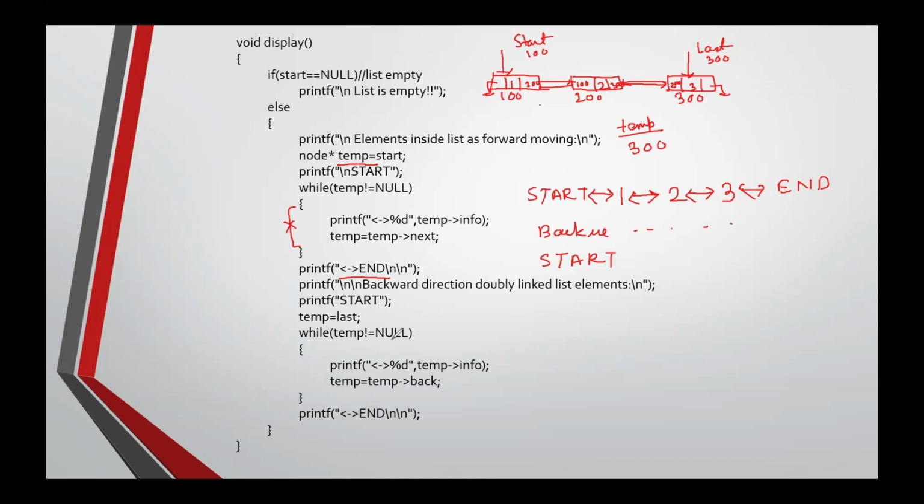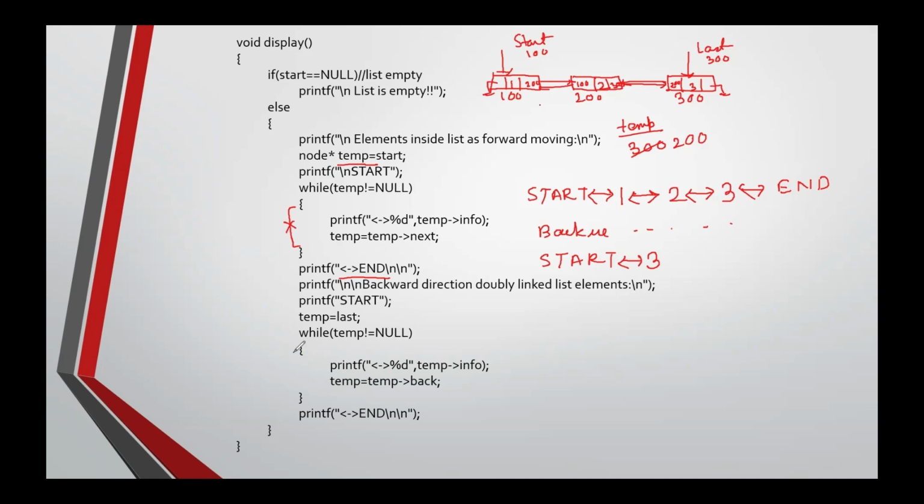So 300 is not equal to null. Yes, it is true. If it is true, printf this symbol, then temp info. What is the info of 300? 3. Then temp equal to temp back. 300 is the temp. What is the back of 300? 200. So it stores 200. Then go to the starting curly bracket, and then 200. 200 is not equal to null.